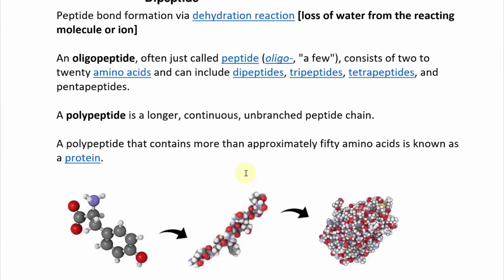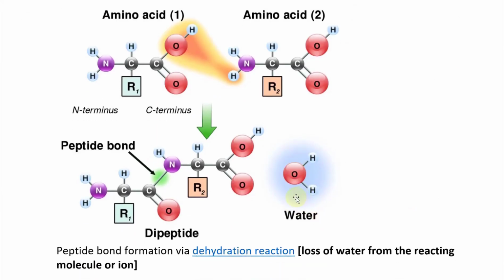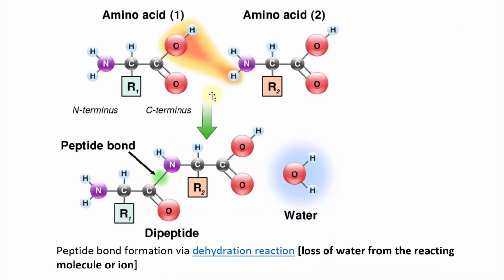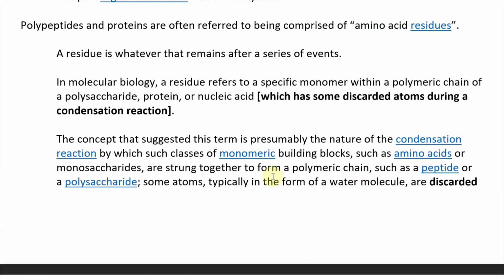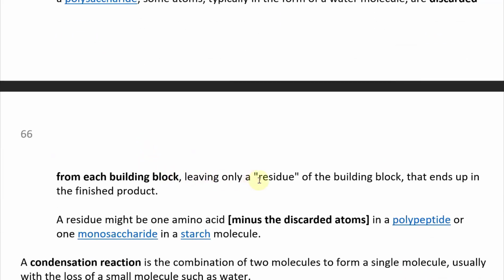And again, exactly like this setup here, you connect these, and now you're going to remove this one here. Then these would be considered a peptide residue or amino acid residue. So it's not actually formed of the full amino acids because you're losing some molecules, such as water. So it's a residue. Going back here, atoms are discarded from each building block, leaving only a quote residue of the building block that ends up in the finished product.